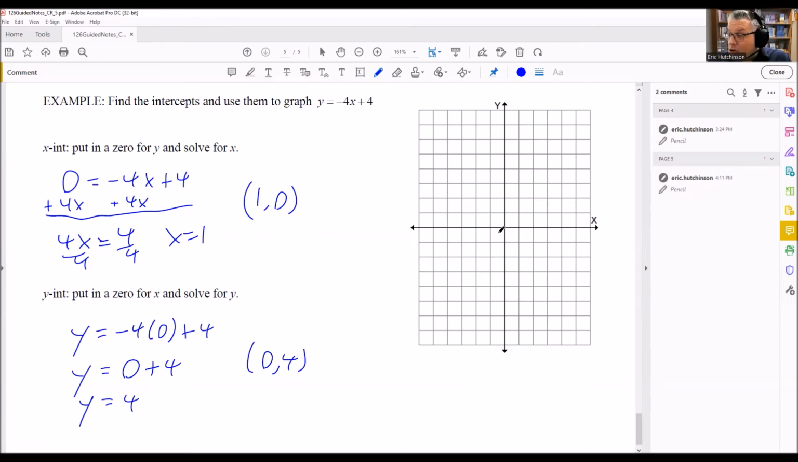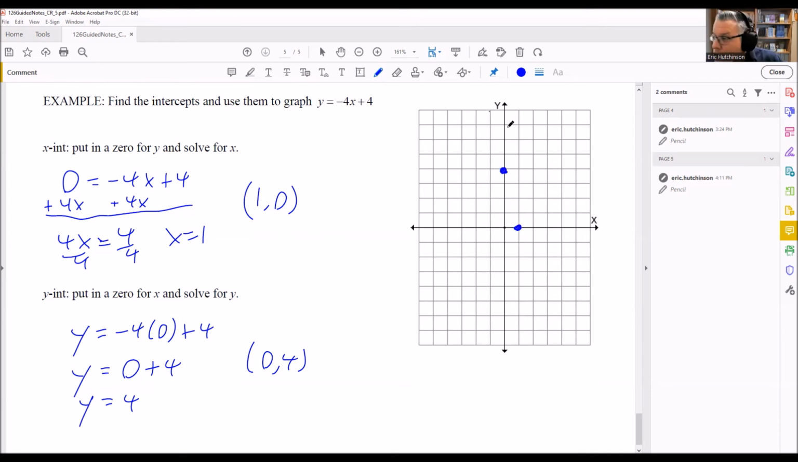So 1 comma 0, so we go 1 this way. So that's right there, 1 comma 0. And then we have 0, 4. So starting from 0, we don't go left to right. We just go straight up. 1, 2, 3, 4 right there. And so now we have 2 points that we can connect with a line.